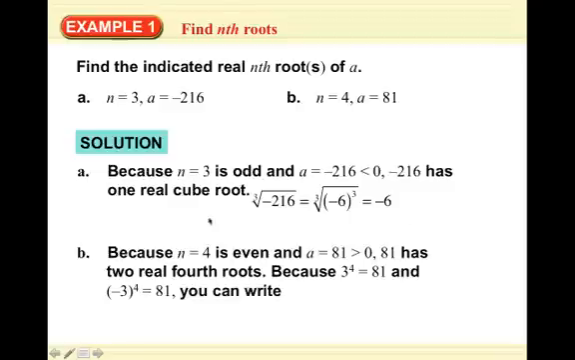Let's move on to part B. Because n equals 4 is even, and a is 81, which is positive, it's greater than 0, 81 has two real fourth roots. Because 3 to the fourth equals 81, and negative 3 to the fourth equals 81, you can write plus or minus the fourth root of 81 is the fourth root of plus or minus 3 to the fourth power. Fourth power, fourth root cancel, and we get plus or minus 3.